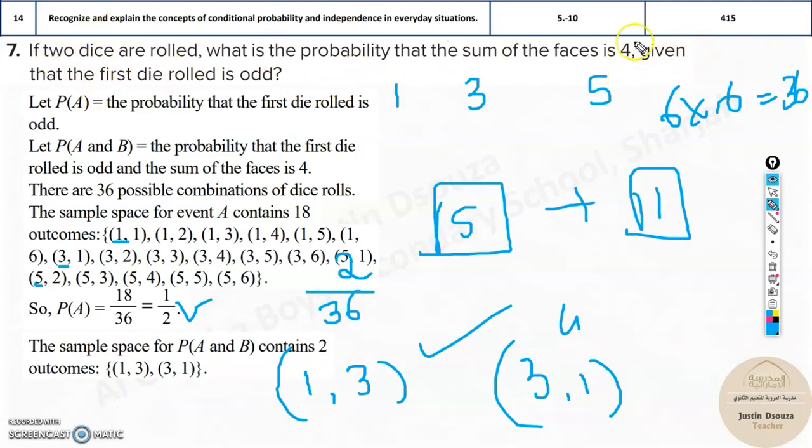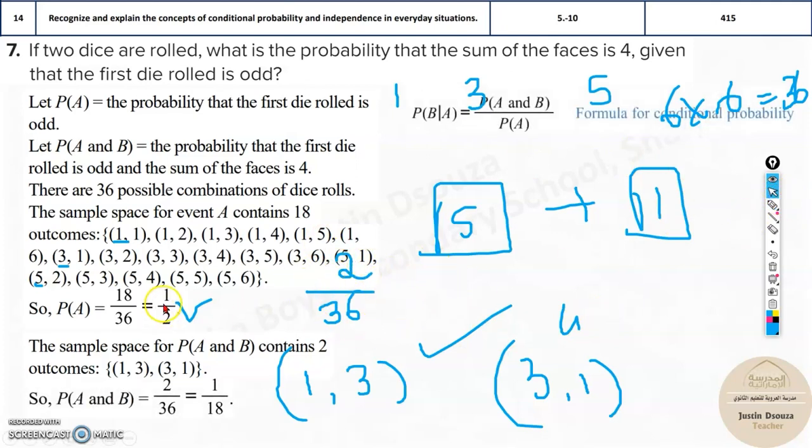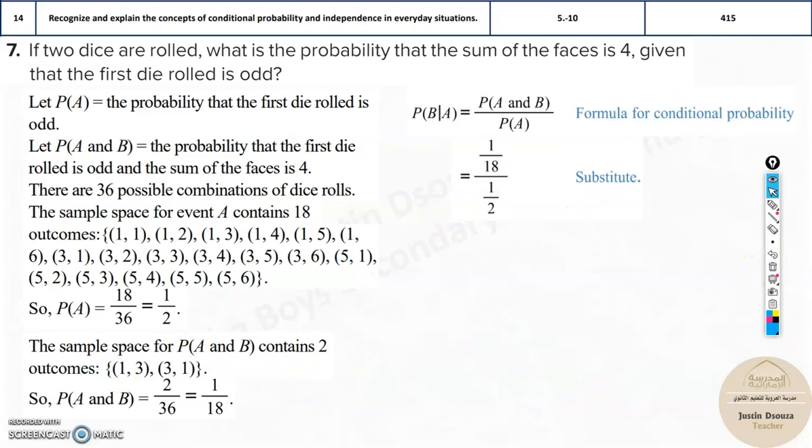The first condition is the first die which is rolled is odd, and the sum is 4. That is only possible by 2 by 36. So we have to just divide this by probability of A. Look over here. Now 2 by 36 is how much? 1 by 18. So they have simplified this. 1 by 18 divided by half. That's it. That is how you can solve this.